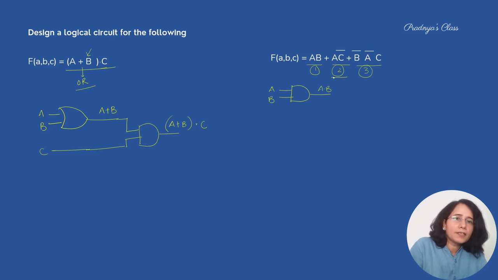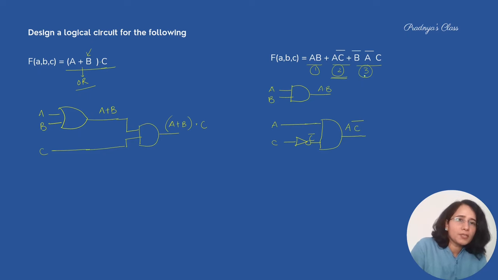Now look at the second term. It is AC bar. First we need to calculate that bar. So the first input is A, which is a simple input, but the second input is C, and first we have to calculate the bar of it. So we have to apply the NOT operator. The NOT operator looks like a triangle with a bubble. So we got this C bar. Now we can apply the AND operation between them. The AND operator looks like the letter D. So finally we got AC bar.